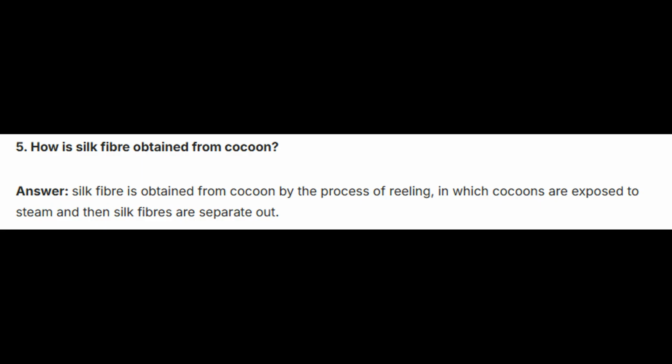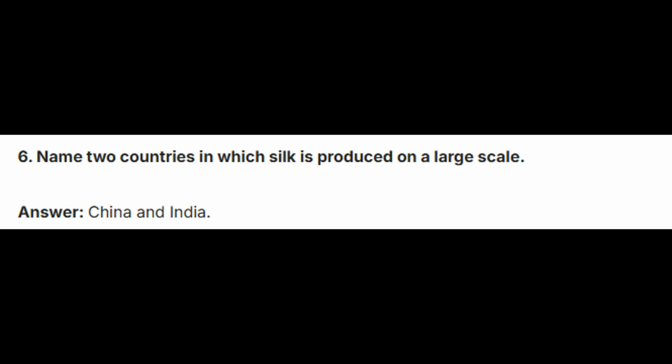Fifth, how is silk fiber obtained from cocoon? Answer, silk fiber is obtained from cocoon by the process of reeling, in which cocoons are exposed to steam and then silk fibers are separated out. Sixth, name two countries in which silk is produced on a large scale. Answer, China and India.